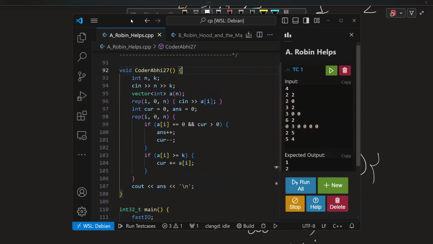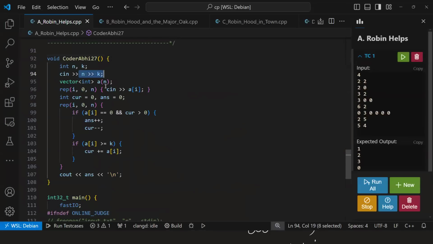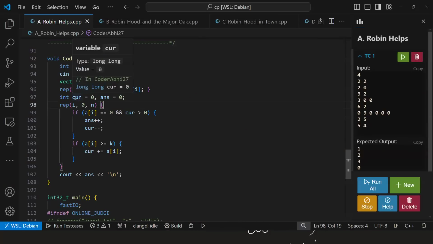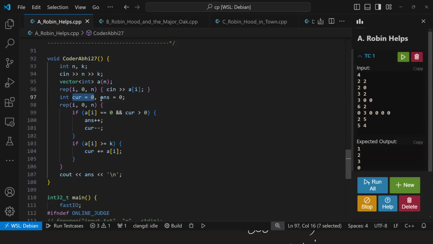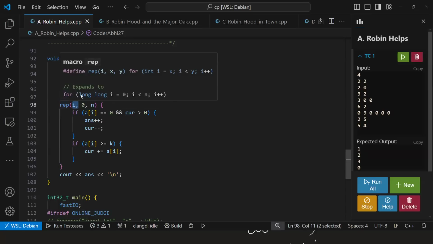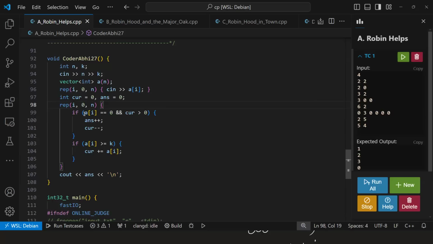It's the same thing. We took the input n and k and all the variables, and the array input. After this, we initialize current with 0 and answer with 0. Then, one by one, this is a loop from i equal to 0 to less than n. I've defined it, so just understand that.